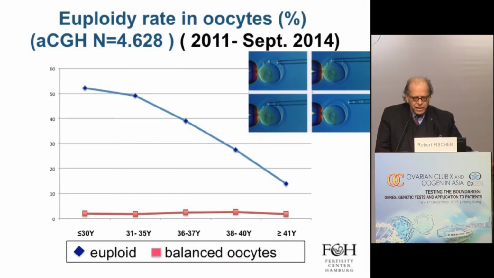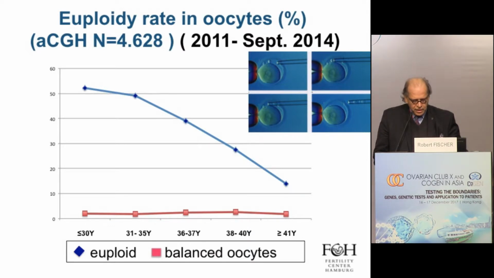So what we have seen here is array CGH examination of almost 5,000 oocytes. As you can see, in the younger population, patients less than 30 and up to the age of 35, about 50% of the oocytes will be euploid, and then it goes down. At the age of 36 to 37, only 40%, 38 to 40, around 25 to 30%, and around 40 and above, only about 50% of the oocytes will be euploid.